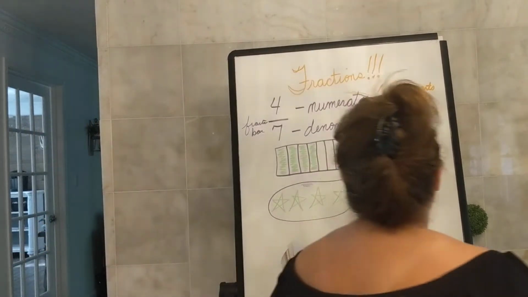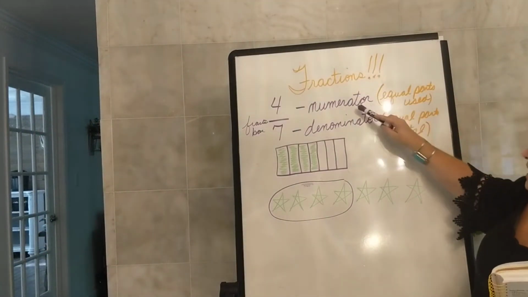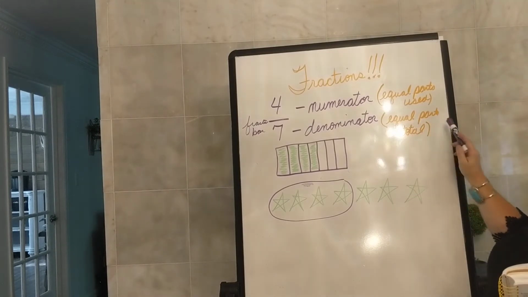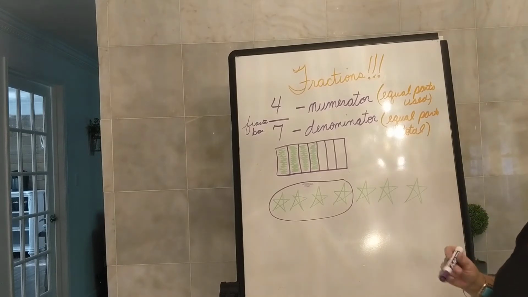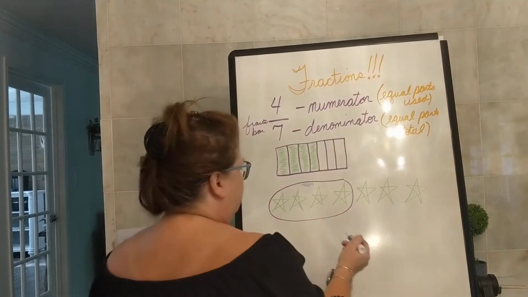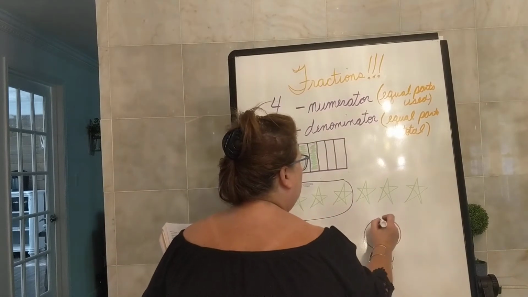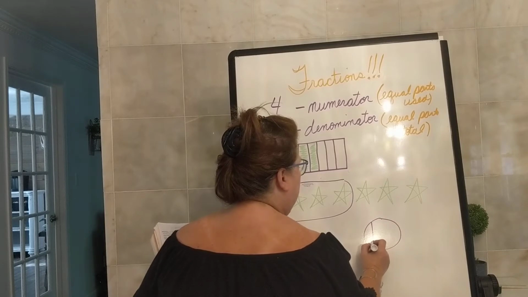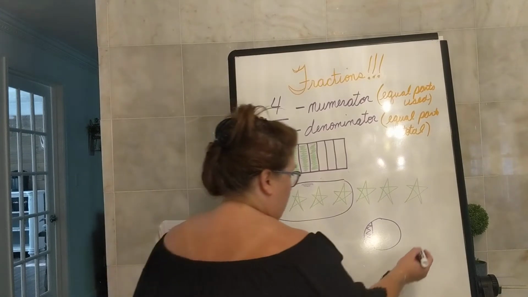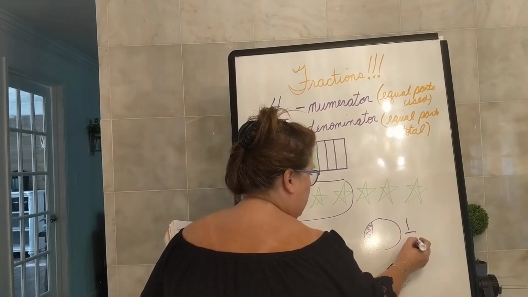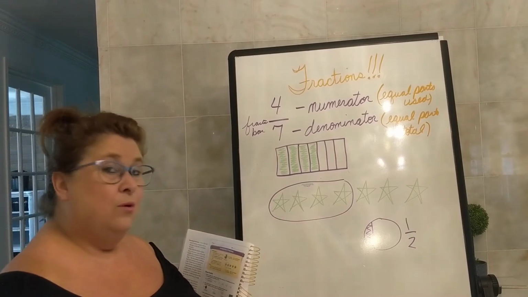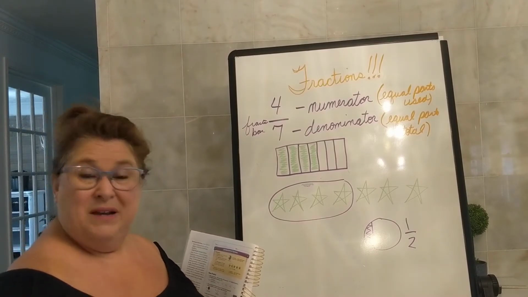So in our fraction, the numerator tells us the equal parts of something that is used. And the denominator tells us the total number of equal parts that we have. So let me just show you something. If I draw this circle, and I divide it like that, can I say that that is 1/2? Because there's one part used, and there were two parts altogether. So can I say that that's 1/2? Why can't I?